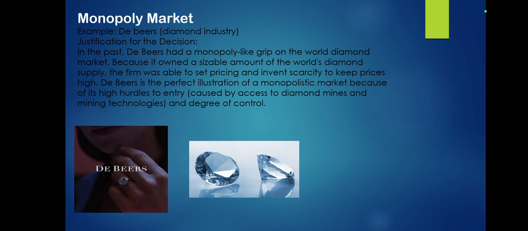It's a huge amount of the world's diamond supply, and the firm was able to set pricing and invent scarcity to keep prices high. De Beers is the perfect illustration of a monopolistic market because of its high hurdles to entry caused by access to diamond mines and mining technologies, and degree of control, basically. So I would say De Beers will be one of the best examples for the monopoly market.